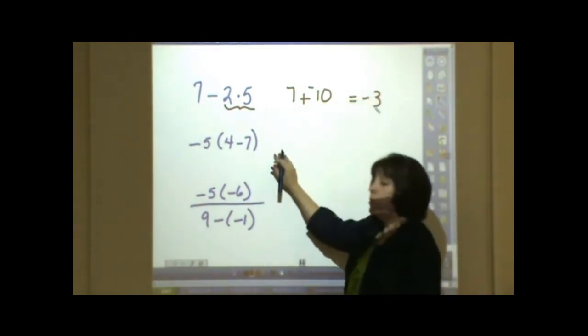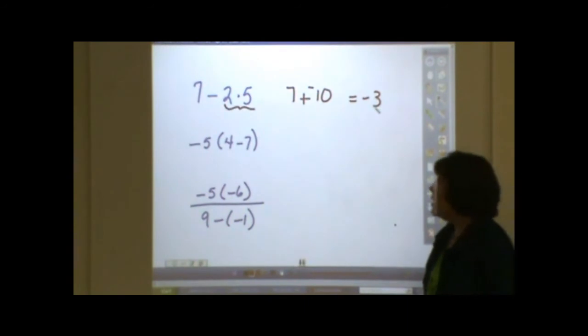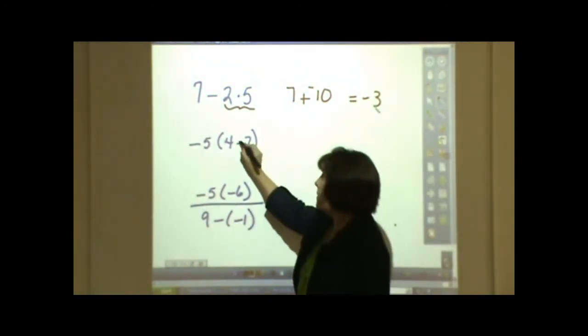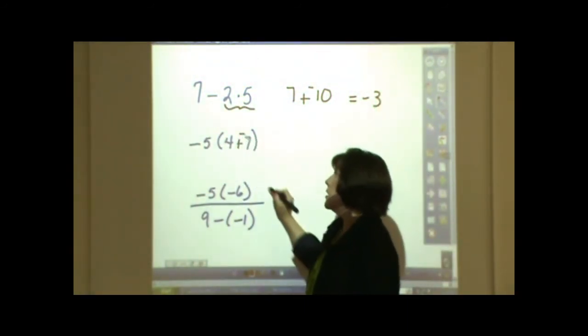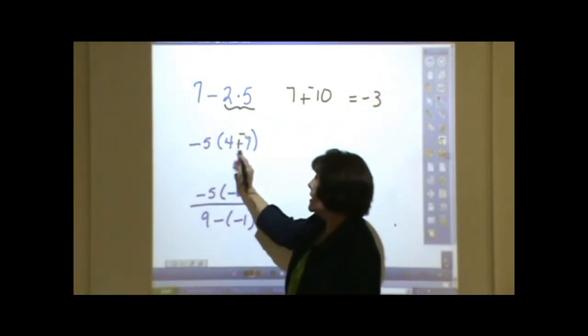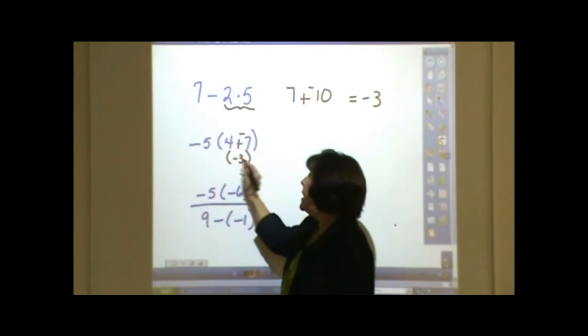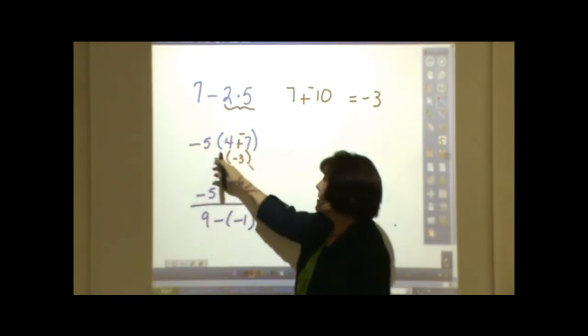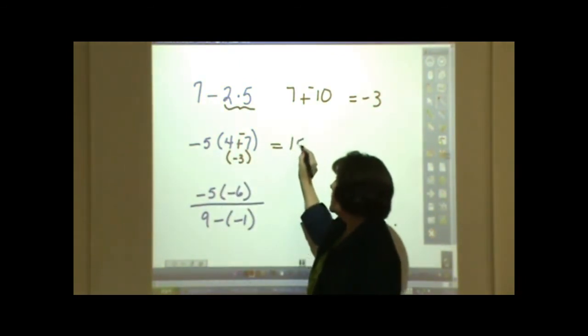In the second example, remember we work in parentheses first. 4 minus 7. Again, we'll make the operation addition, and change the sign on the number that follows to its opposite. Inside the parentheses, we'll have a positive 4 with a negative 7, which will give us a negative 3. And negative 5 times negative 3, signs like, will give a positive 15.